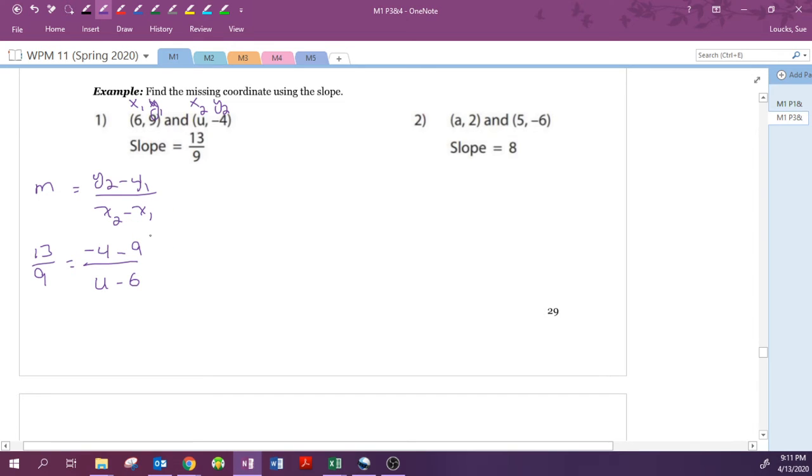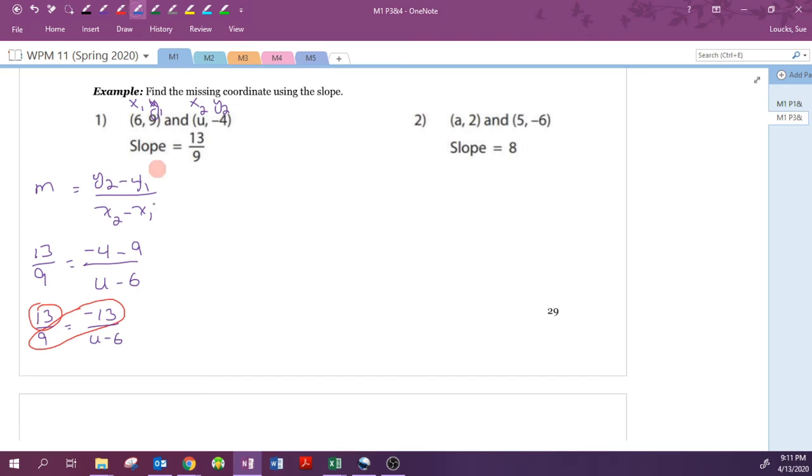Ooh, that's ugly, isn't it? Okay, so I'm going to clean that up a bit. 13 over 9 equals negative 4 minus 9, which is negative 13, over u minus 6. And remember your good old cross multiply and divide. So I can cross multiply that and divide it by that.